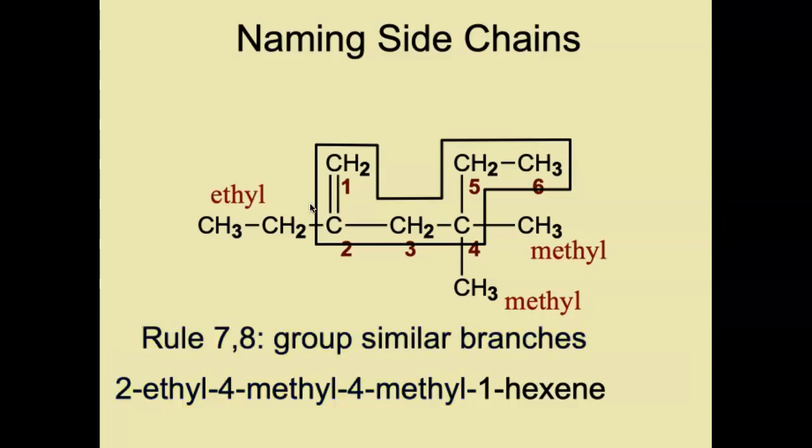So anyway, of course, there's a whole bunch of different rules, but this is what the name ends up being, because we have an ethyl side chain on carbon 2. We've got 2 methyl side chains on carbon 4, which means that it gets the prefix di if there's more than one. And we get a 1-hexene for reasons that we talked about before.